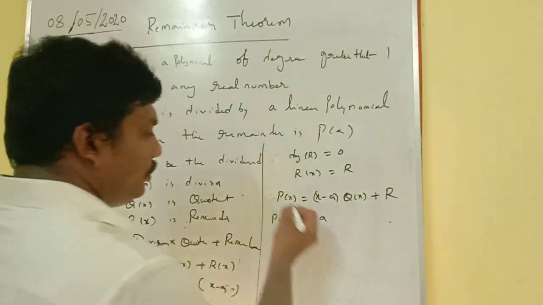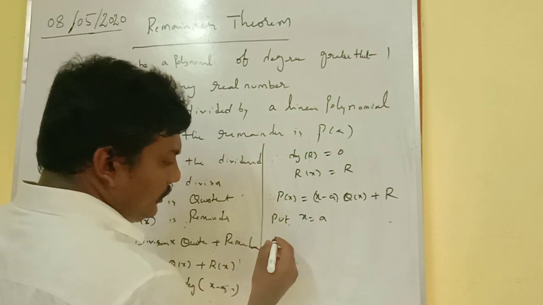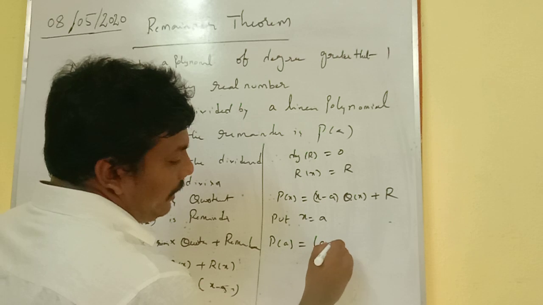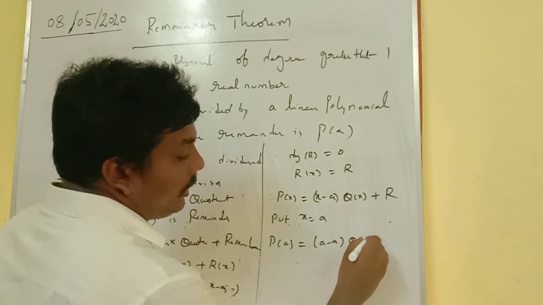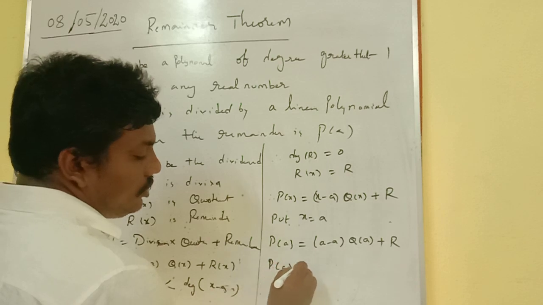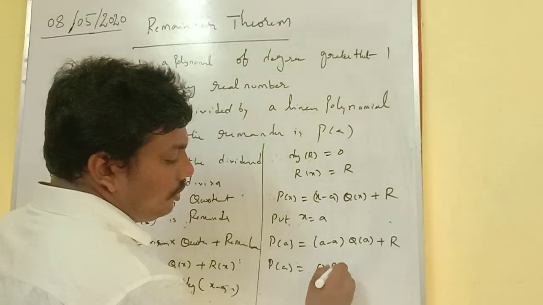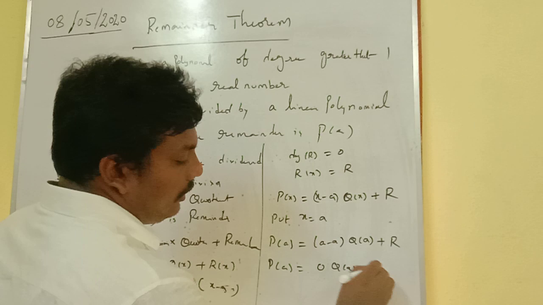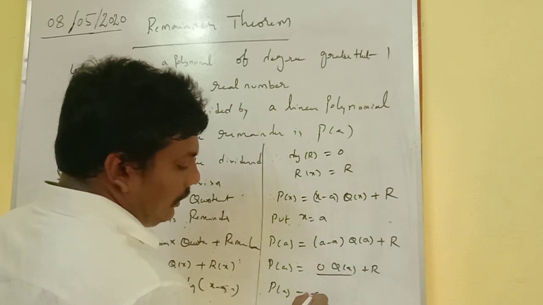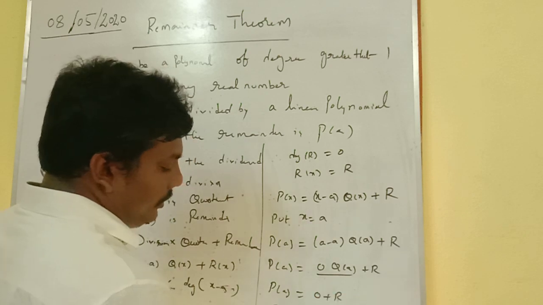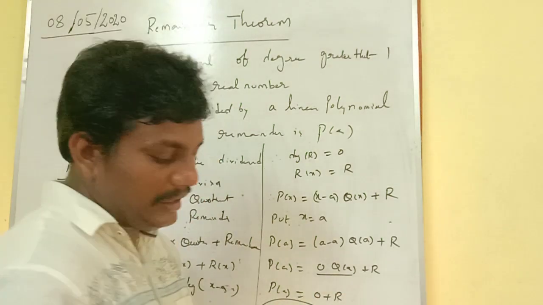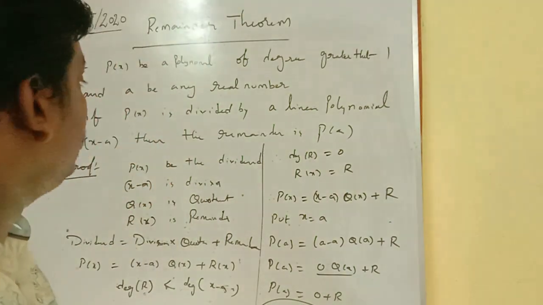So if you take x equals a in the place of x, P of a is equal to (a minus a) into q of a plus r. So P of a is equal to (a minus a, which is 0) into q of a plus r. Then P of a is equal to 0 plus r. Then P of a is equal to r. So we proved that the remainder is P of a. So that is the statement.